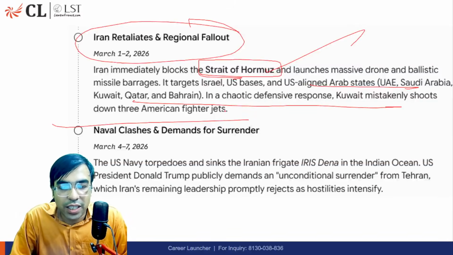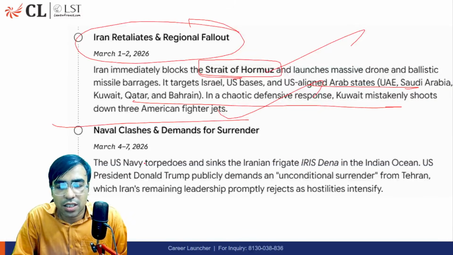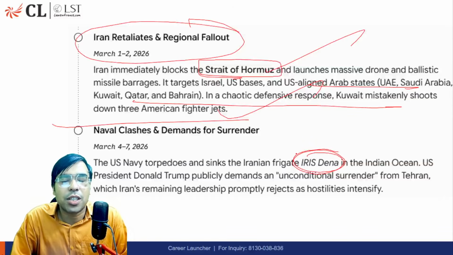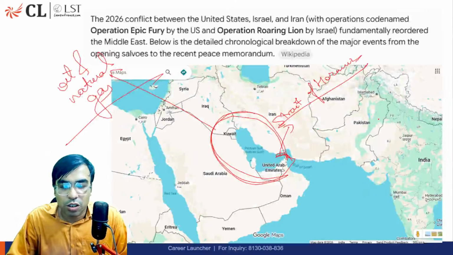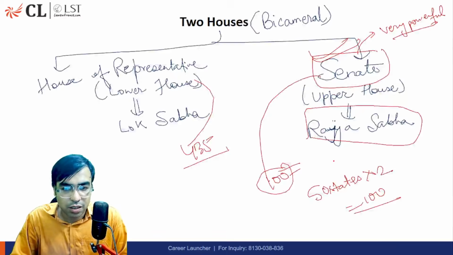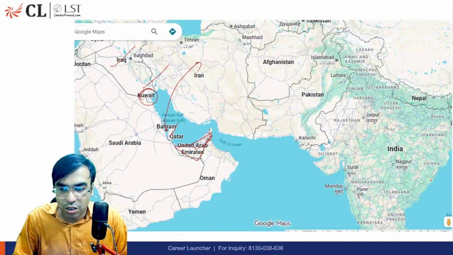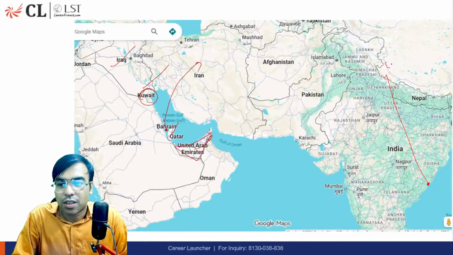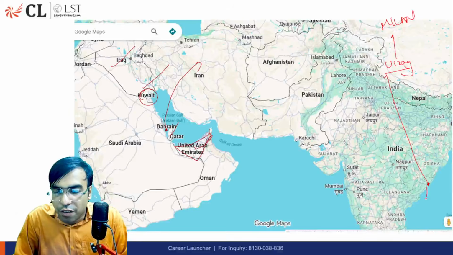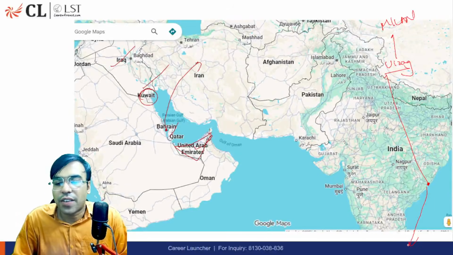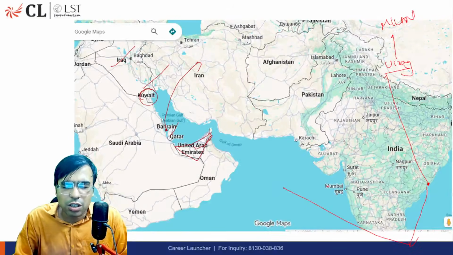So these news were there. Kuwait mistakenly shoots down American jets. Iris Dana was submerged. An Iranian ship was coming back, and the US Navy torpedoed it. So what happened was, somewhere from Vishakhapatnam, or Vizag, I'm writing it in short, where the Milan exercise was done, the ship of Iran was coming back, and somewhere around the southern tip of Sri Lanka.